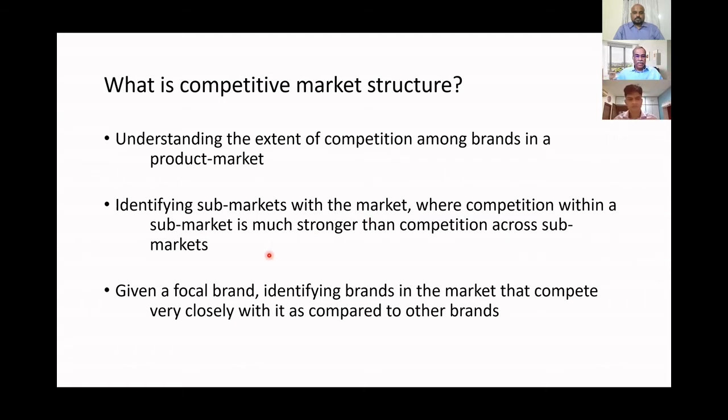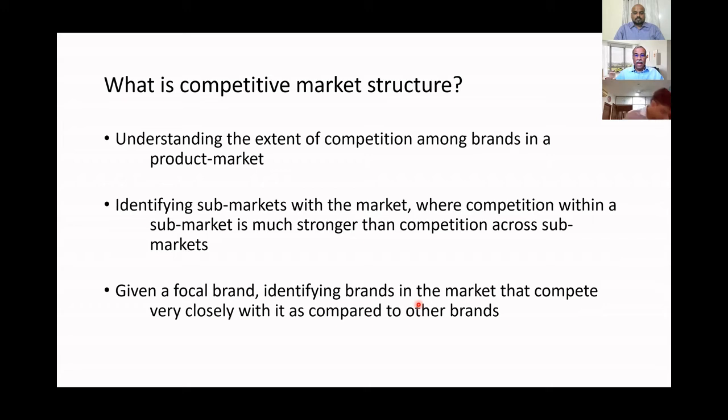Sometimes we say, given a focal brand, so if I know my brand, if I take a particular brand, I want to identify brands in the market. So let's say I take an airline, Air India, or some airline I have, and which other airlines does it compete with very strongly, right? There are certain other airlines with which this airline may compete very strongly. With the other airlines, it may not be as strong. So I want to find out the competitive structure.